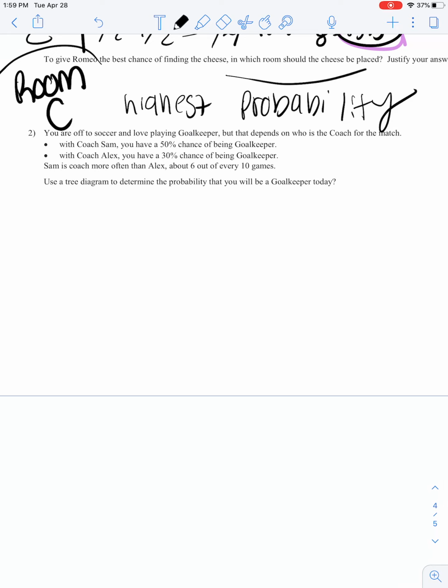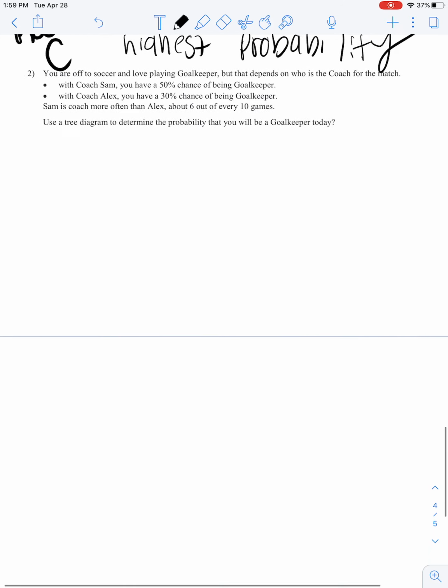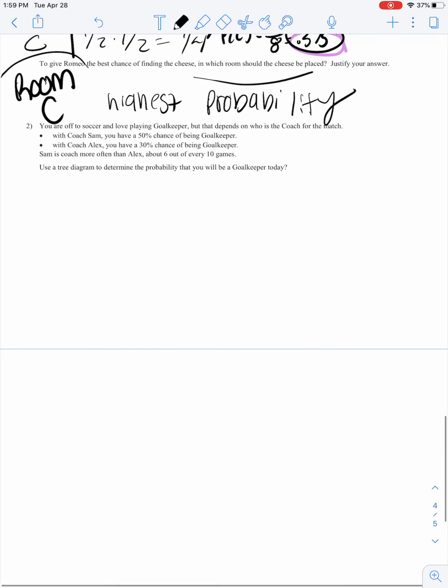And last but not least, one more scenario. You are off to soccer and love playing goalkeeper, but that depends on who is coach for the match. With Coach Sam, you have 50% chance of being goalkeeper. With Coach Alex, you have a 30% chance of being goalkeeper. Sam is coach more often than Alex, about 6 out of every 10 games. Use a tree diagram to determine the probability that you will be goalkeeper today.